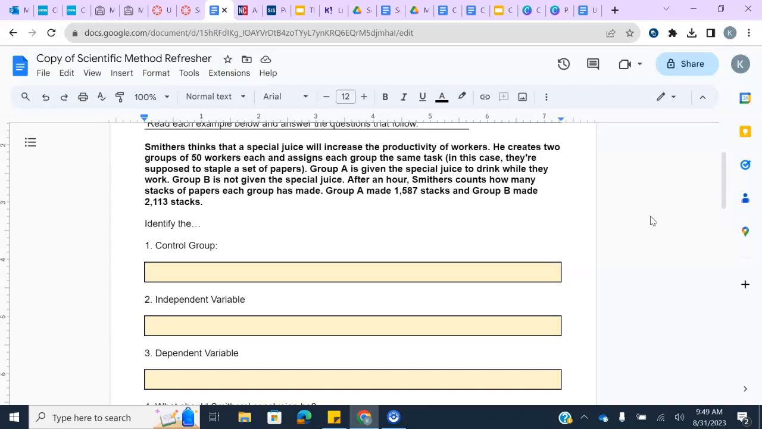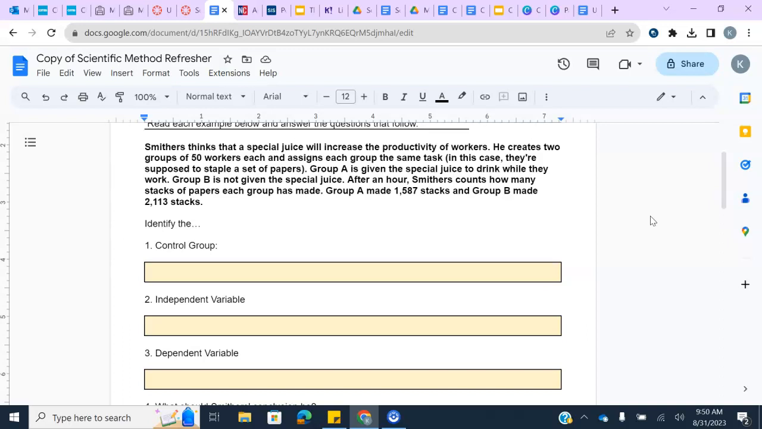And I will say that's really important because remember, in any kind of experiment, you can only test one variable at a time because you want to make sure that whatever results you're getting is because of the single variable. So in this case, Smithers is going to be testing the juice, so he wants to make sure all other variables are the same. Group A is given the special juice to drink while they work. Group B is not given the special juice. After an hour, Smithers counts how many stacks of paper each group has made. So Group A made 1587 and Group B made 2113.